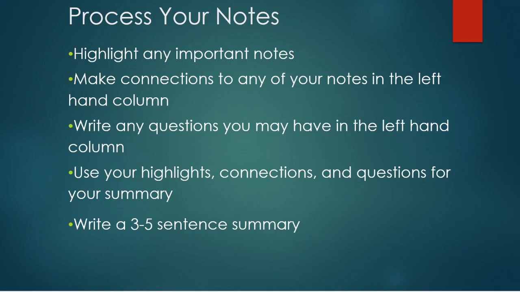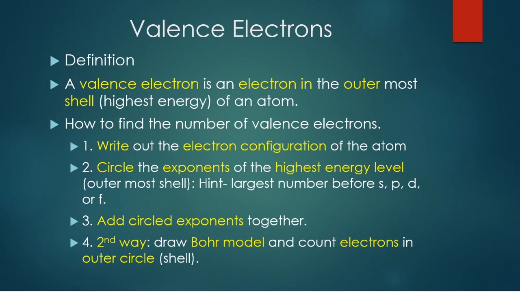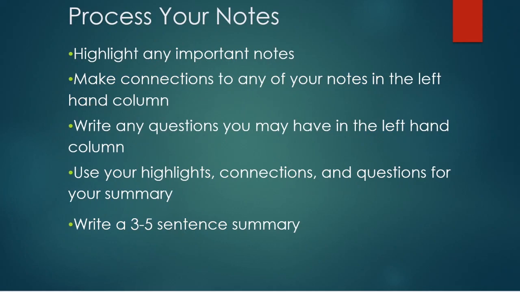All right, so now what I want you guys to do is go through and process your notes. You're going to highlight any important notes. You're going to make connections to any of your notes in the left-hand column. Then you're going to write any questions you may have in the left-hand column. You're going to use your highlights, connections, and questions to write your summary. And then at the end, you're going to write a 3 to 5 sentence summary. You must complete the summary to be able to get credit for your notes. I also forgot, anything that you see up here is your titles. These are the things that go in the left-hand column as you're taking your notes as well. If you have any questions, please let me know.